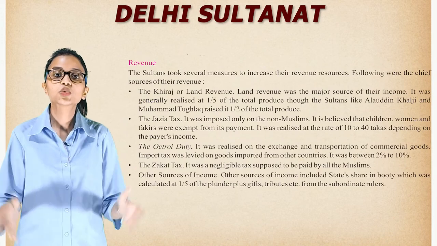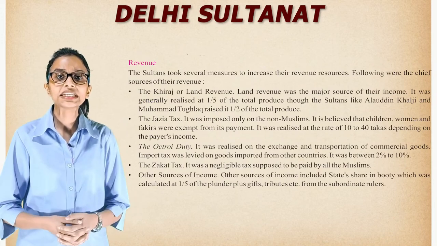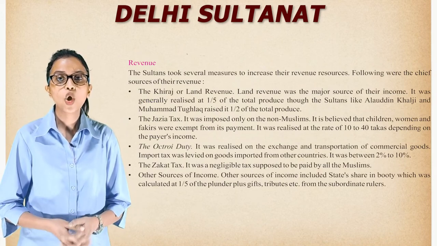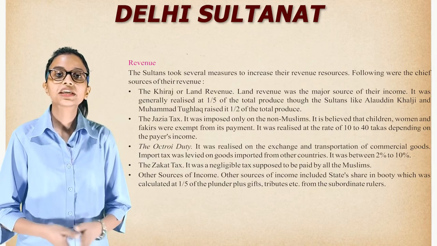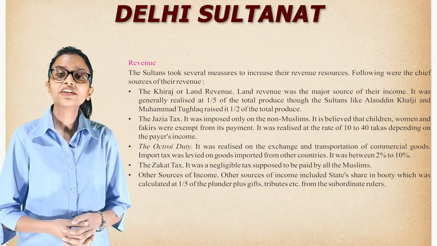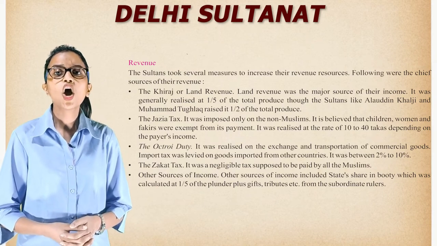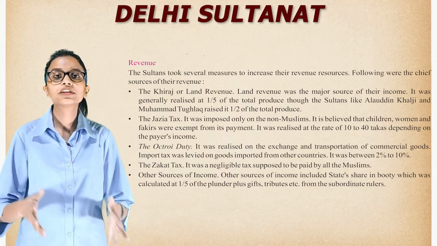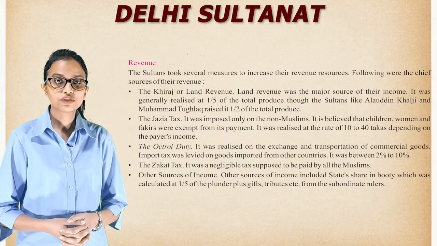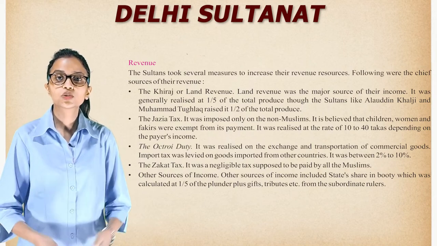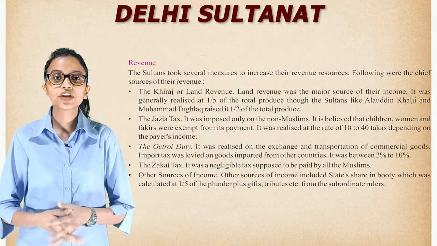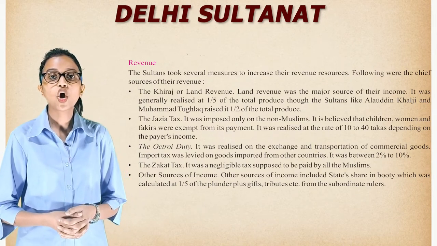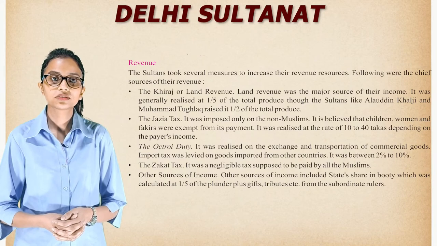Revenue. The Sultan took several measures to increase their revenue resources. Following were the chief sources of their revenue. The kharaj or land revenue. Land revenue was a major source of their income. It was generally realized at 1/5 of the total produce, though sultans like Alauddin Khalji and Muhammad Tughlaq raised it to 1/2 of the total produce.